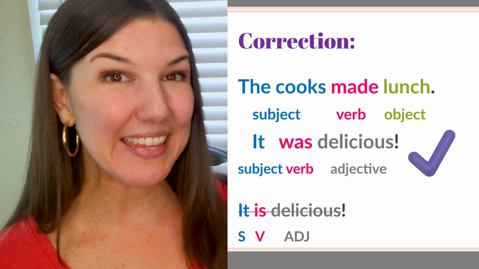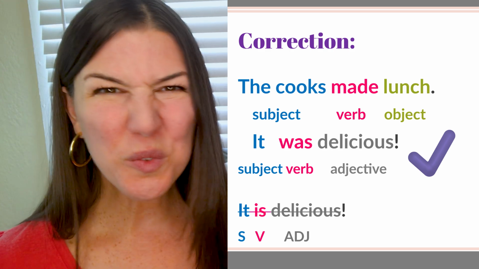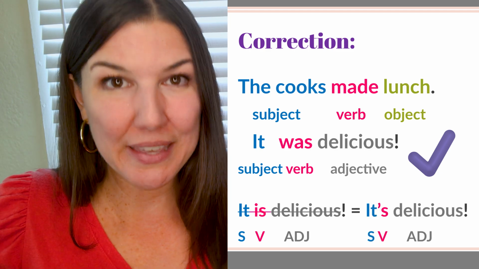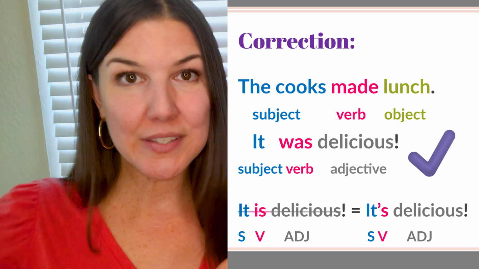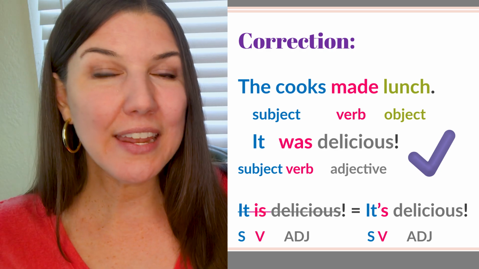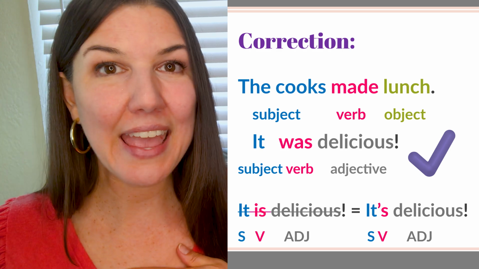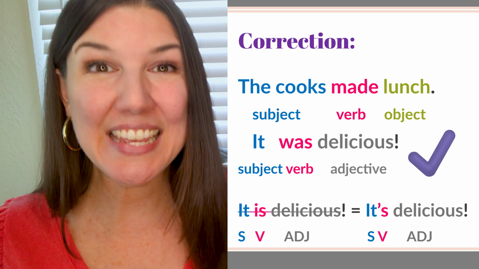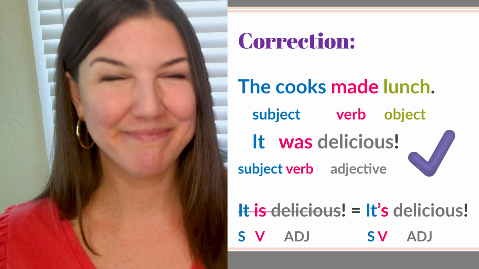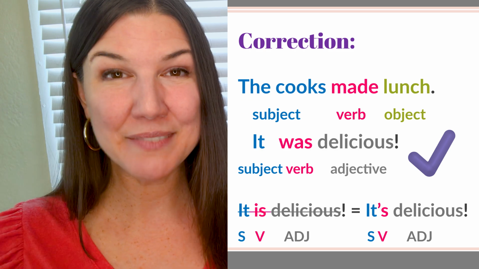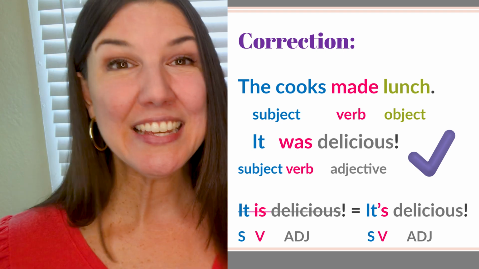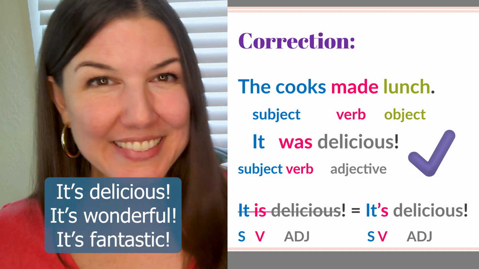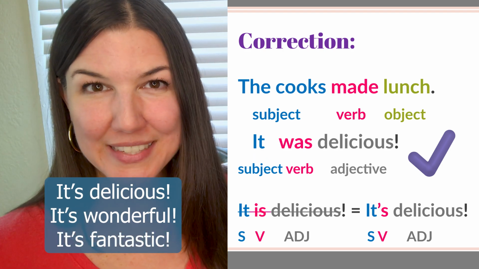It's even more confusing with present tense, because listen to how it sounds in present tense. I don't say it is delicious. And I don't normally even say it is delicious, reduced. I make a contraction when I speak. So is becomes just the apostrophe S. So instead of it is, I say it's. I say the S there, but it's fast. It's delicious. I promise you, I'm saying it, subject and verb. It's delicious. It's wonderful. It's fantastic.